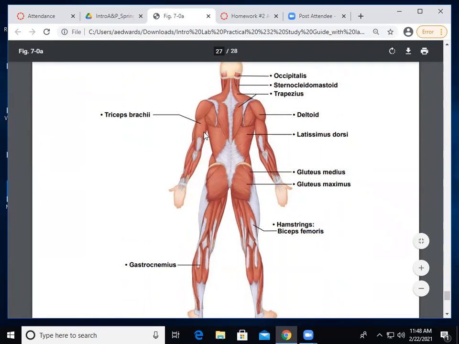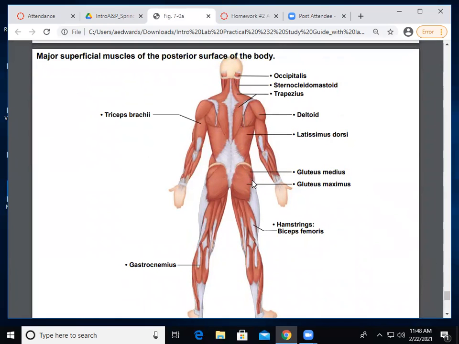You can see a good view of the triceps brachii on the posterior side of the arm, helping you extend it. Most people don't need an anatomist to tell them what this muscle is, right? It's your gluteus maximus. You also have a smaller muscle here called the gluteus medius.